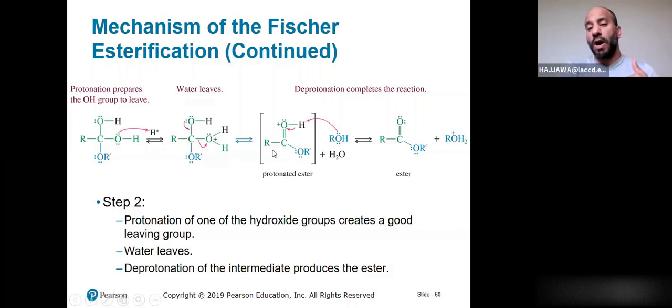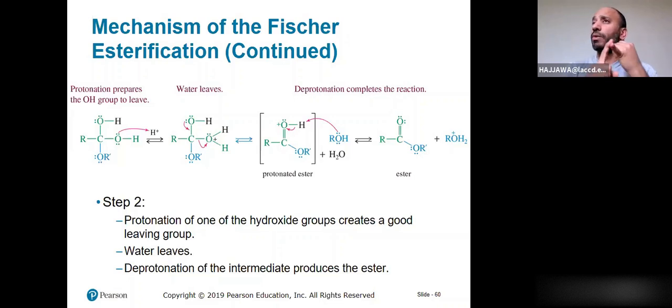And once you form that carbonyl, that hydrogen will be abstracted by the medium, which is also alcohol, and that will give you finally the neutral ester plus H+. That will be the catalyst. We have to recover it back as it's a catalyst. It's not a reactant to give you a different product. So that's basically the mechanism of the Fischer esterification.